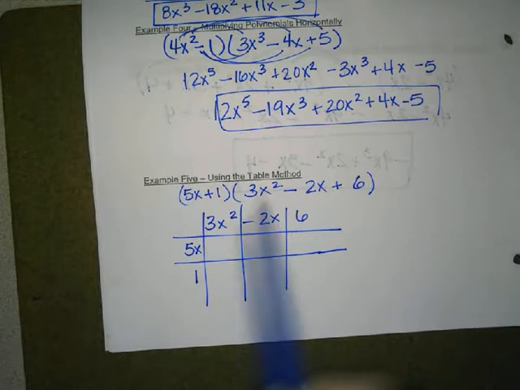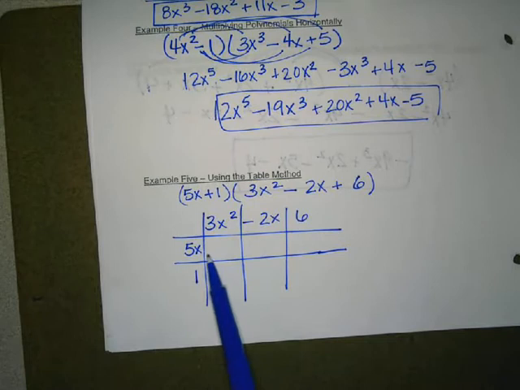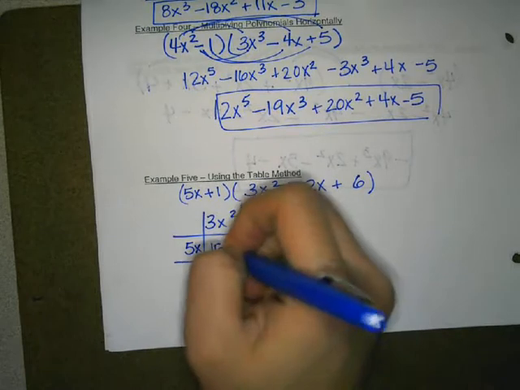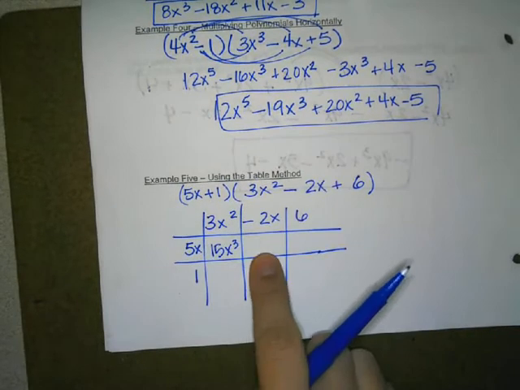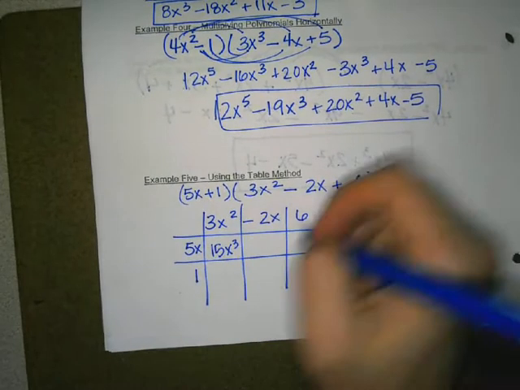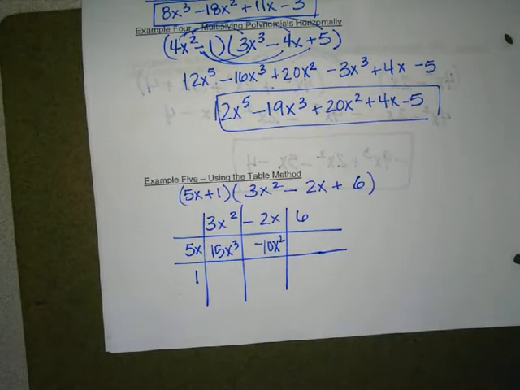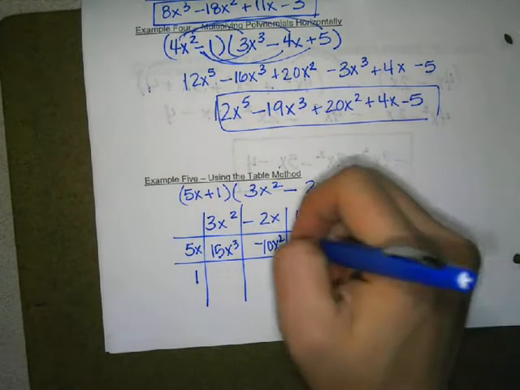So 3x squared times 5x. That's the result that we're going to put in this box here. 15x cubed. Good. 15x cubed. To fill in this box, you're going to multiply row and column. So negative 2x times 5x gives me negative 10x squared. Yep. And then 6 times 5x gives me 30x.